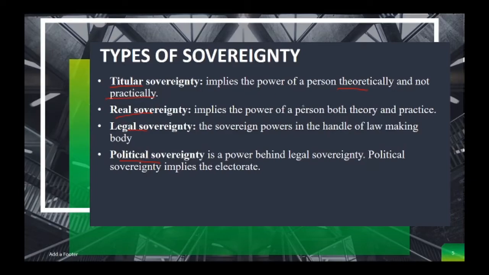Real sovereignty implies the power of a person both in theory and practice. So we can say that real sovereignty belongs to the Parliament of Great Britain, which is practicing the sovereignty in its real essence. Legal sovereignty is the sovereign power in the hands of the law making body. So the lawmaking institutions of any state have the legal sovereignty. Political sovereignty is the power behind legal sovereignty. It implies the electorate, the vote we give, through which political sovereignty is exercised.